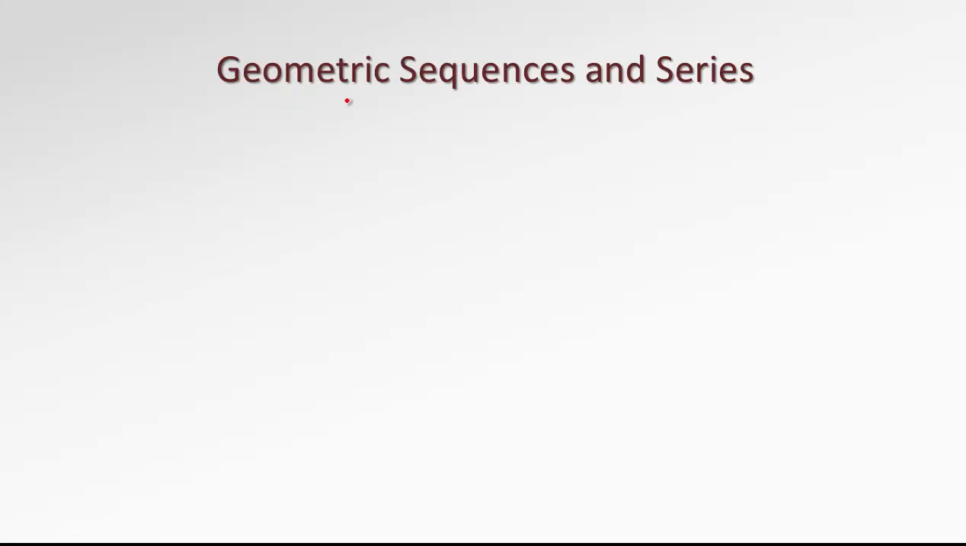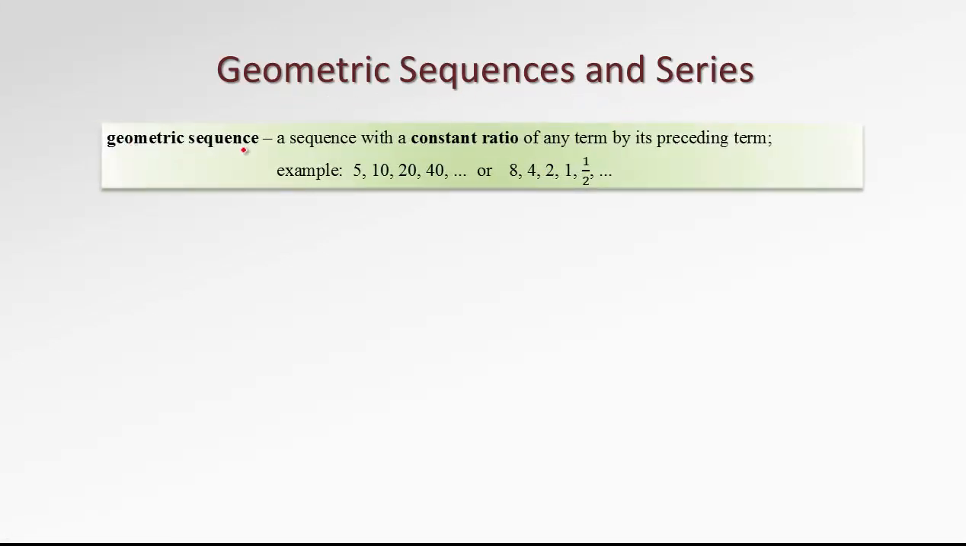In this lesson, we'll talk about geometric sequences and series. A geometric sequence is a sequence with a constant ratio of any term by its preceding term. For example, 5, 10, 20, 40.